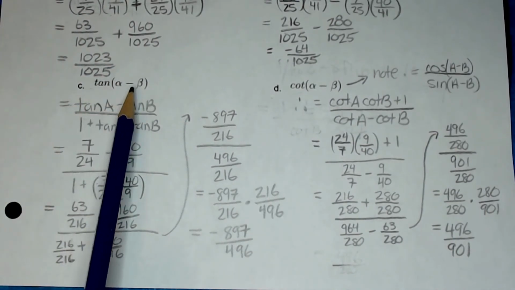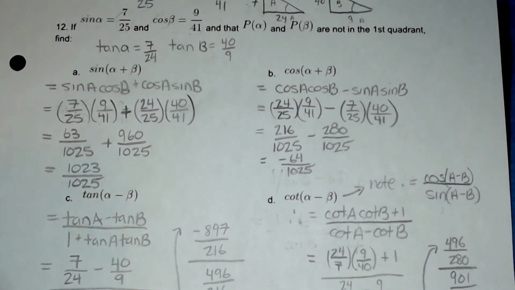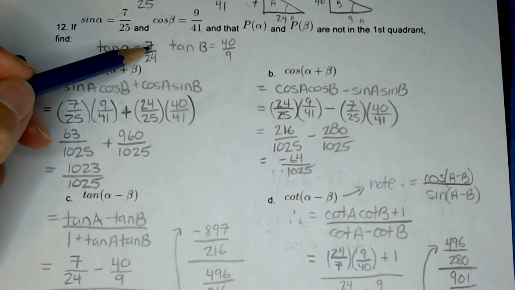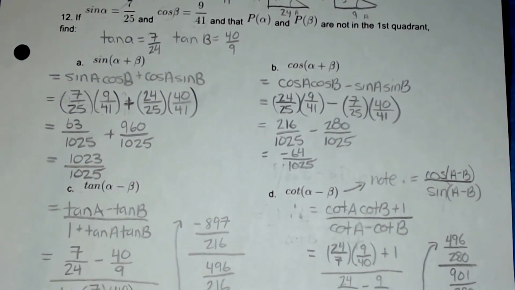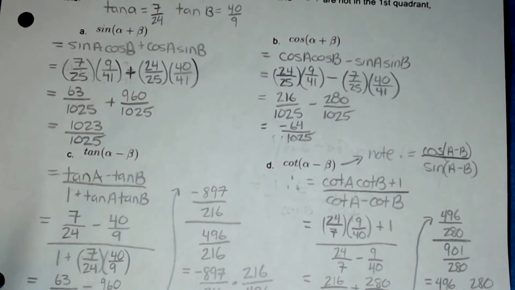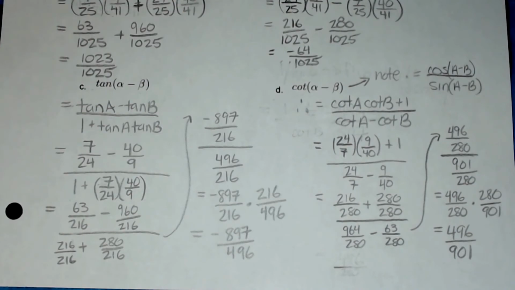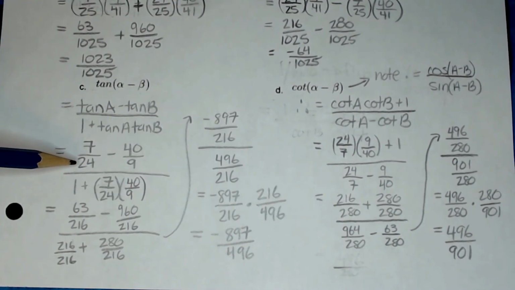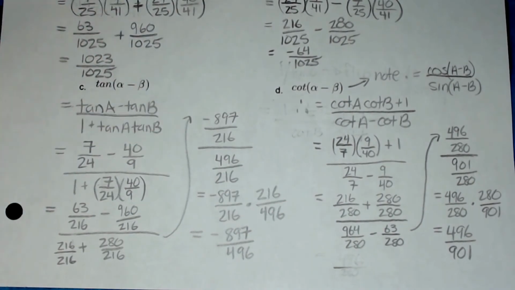In C, tan A minus B. Now you need to remember that the tangent is a ratio. So in this question, it's a little bit simpler because we've already found that value based on our triangle, 7 over 24 and 40 over 9. So here we can just plug the values in, but don't forget that tangent is sine over cosine. Now, what you're going to do, just plug in those values and solve, and you get up to here.